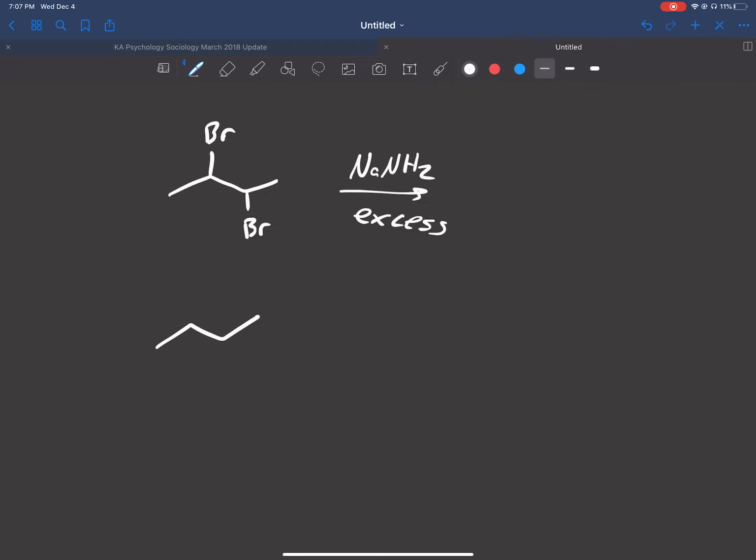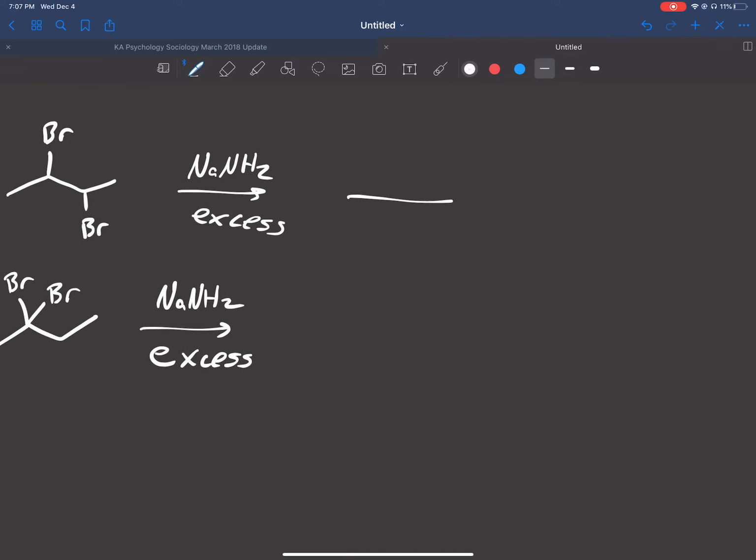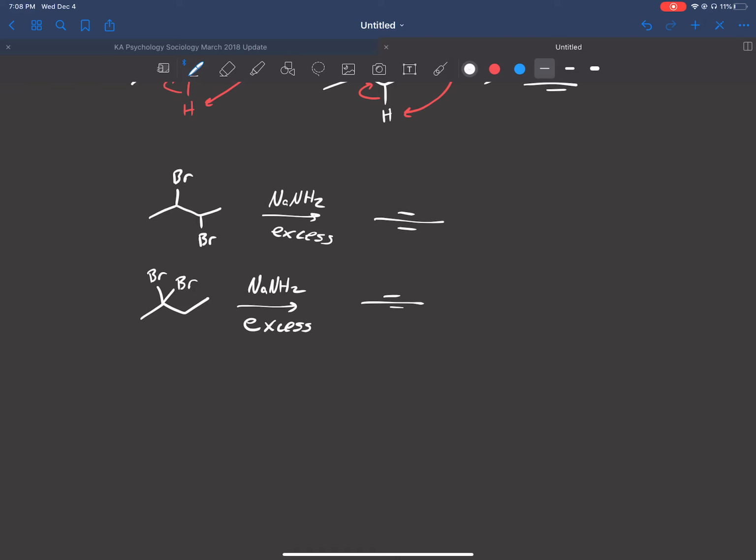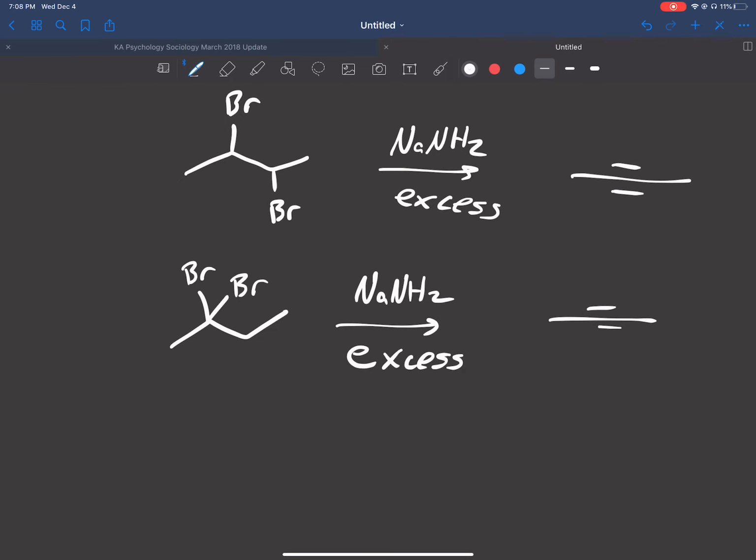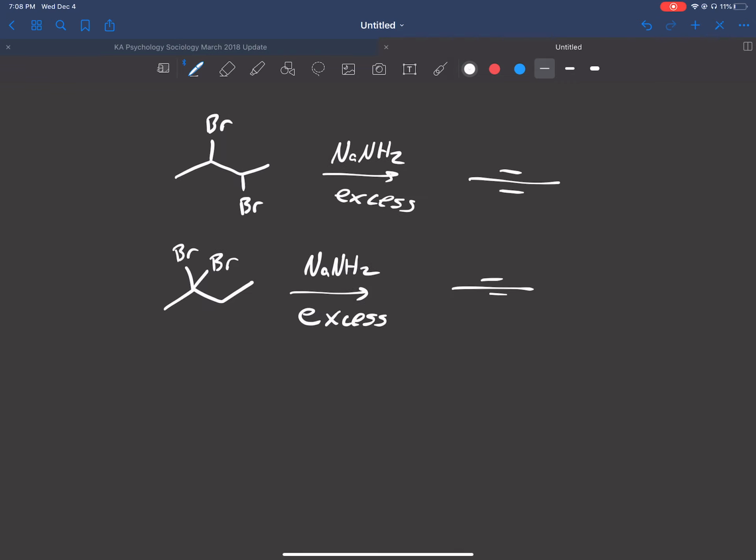And we have, if we have them on the same carbon, so both of these will give us this triple bond. And again, depending on what the substitution pattern is, where the bromines are, we can get other triple bonds. Okay. So, are there any other ways of synthesizing alkynes?